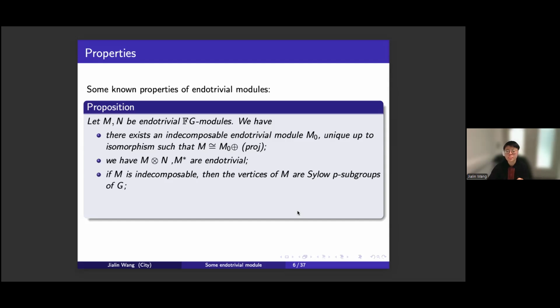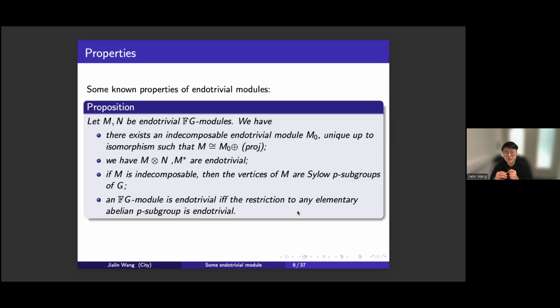And also, if M is indecomposable endotrivial, then the vertices of M are p-subgroups of G. And last but not least, a module is endotrivial if and only if the restriction to any elementary abelian p-subgroup is endotrivial. So it tells you that to study these endotrivial FG-modules for any group G, you should start with studying endotrivial modules for elementary abelian p-groups. Okay. Sorry. And one thing I want, sorry, yes?